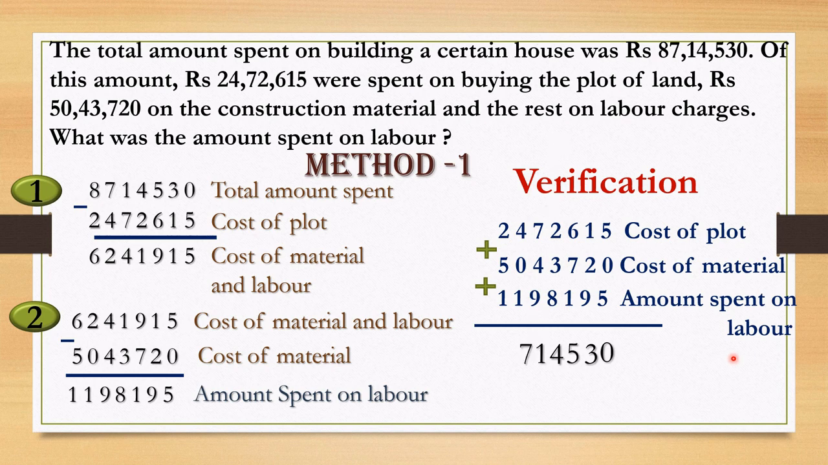Our answer matches with the total amount spent on building the house, right? 87 lakh 14,530. See here, 87 lakh 14,530. Correct? Our verification is over. Means our sum is right for these children. This we have solved by using method 1. Correct?